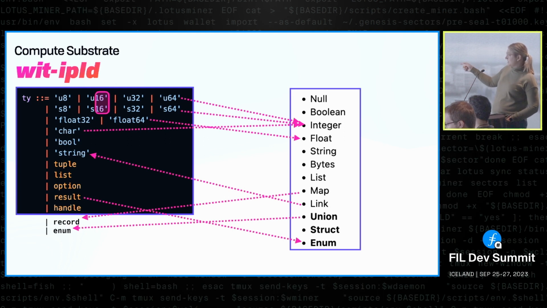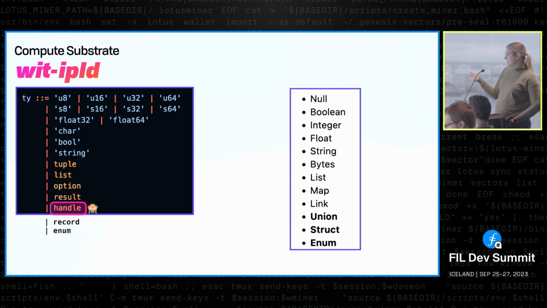So IPLD schema doesn't have sizes for signed and unsigned integers, for example. So we treat everything today as 64-bit. We don't have a char type. Links, there isn't really a good link type in WIT, right? So there's a little bit of inference that we have to do along the way.